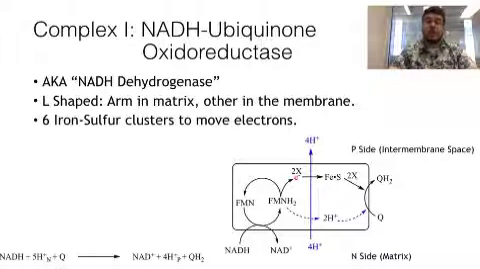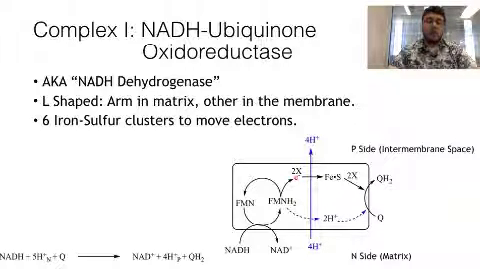FMNH2, the reduced form, has 2 high-energy electrons, which will then give the electrons to the iron-sulfur clusters. The iron-sulfur clusters can only hold 1 electron at a time, so the movement of electrons will occur twice per NADH with 2 single electron transfers. Ubiquinone is able to hold 2 electrons, as we saw earlier, where it has a semiquinone radical intermediate in between the first and second reduction reaction.